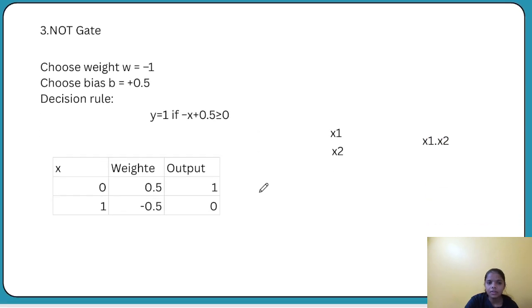The NOT gate chooses the weight equivalent to minus 1 and the bias factor as 0.5. When we apply this into our equation, we get the output as 1 and 0. As we know, if the input is 1, then the NOT gate will give output as 0. And when the input is 0, then the NOT gate will give us 1.